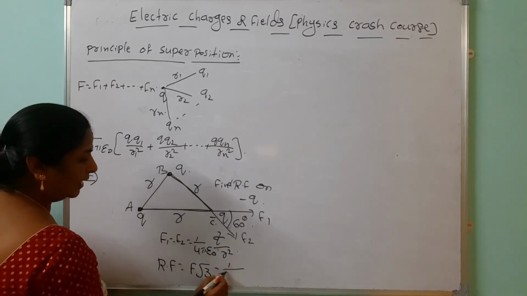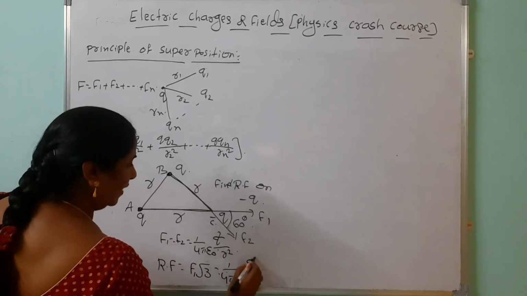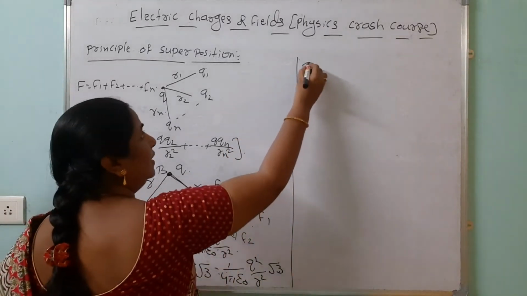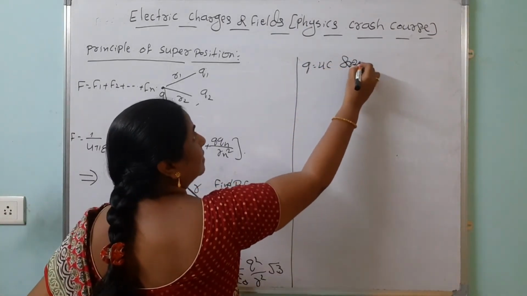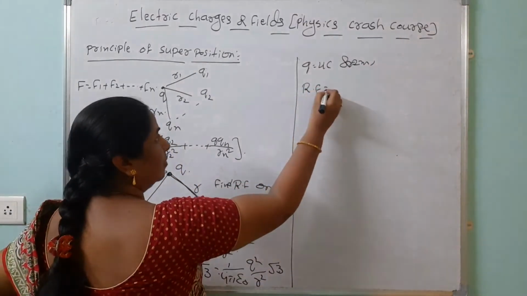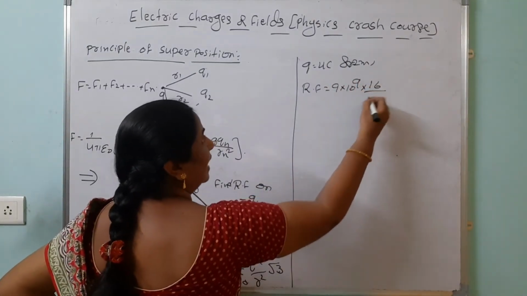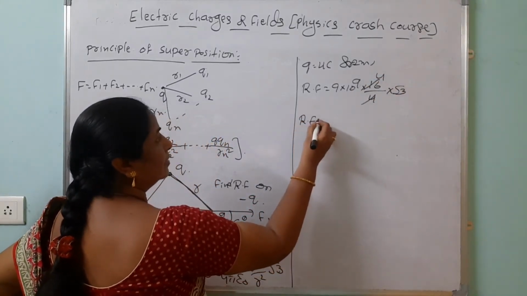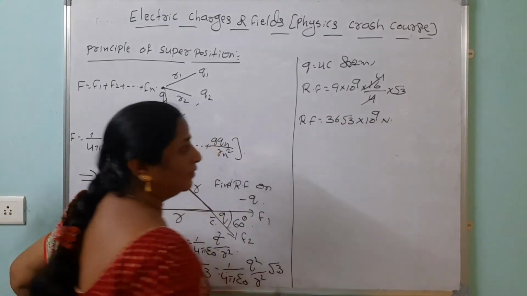So instead of F, we are taking either F1 or F2, 1 by 4 pi epsilon naught Q square by R square into root 3. If they are giving values, Q equals 4 coulombs and R equals 2 meters, then you know the epsilon naught value. So here the resultant force is 9 into 10 to the power of 9, Q square is 16, by R square is 4, into root 3. After simplification, you get the resultant force as 36 root 3 into 10 to the power of 9 newtons. Like that we should calculate.